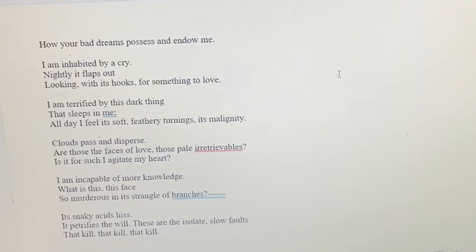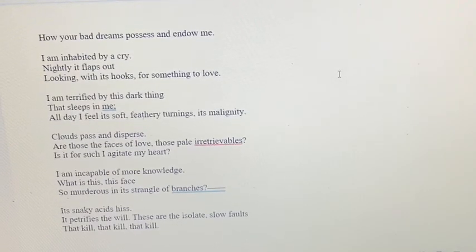Clouds pass and dissipate. Are those the faces of love, those pale irreversibles? Is it for such I agitate my heart? I am incapable of more knowledge. What is this? This face, so murderous in its strangle of branches, its snaky acids hiss, it petrifies the will. These are the isolate, slow faults that kill, that kill, that kill.